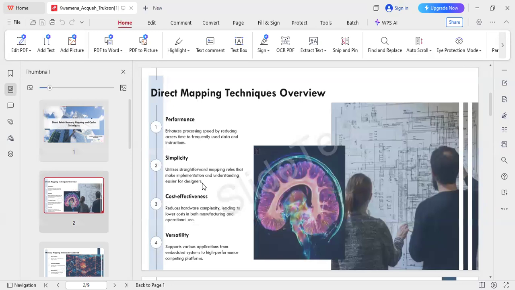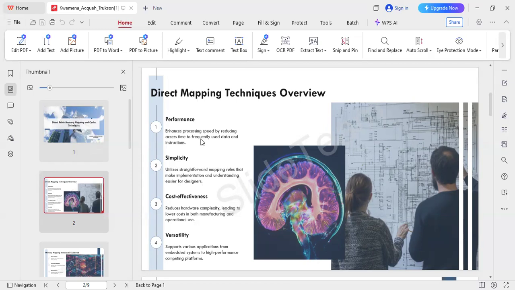So starting with direct mapping. But first, direct mapping is a technique. So I'm talking on direct mapping techniques overview. Direct mapping techniques are methods used in computer architecture to map main memory to cache memory. So more like mapping to the cache memory. And we have some overviews or highlights.